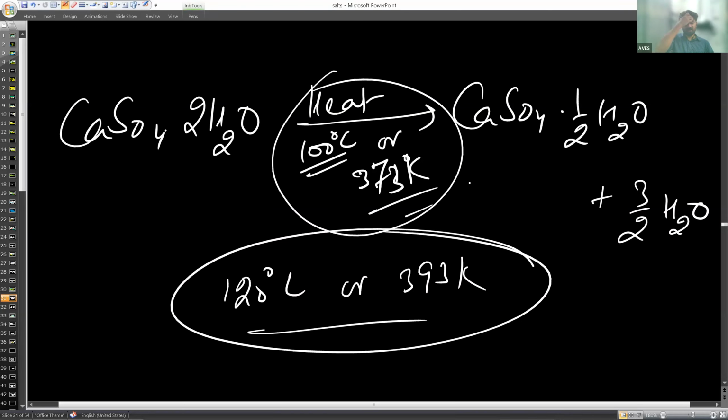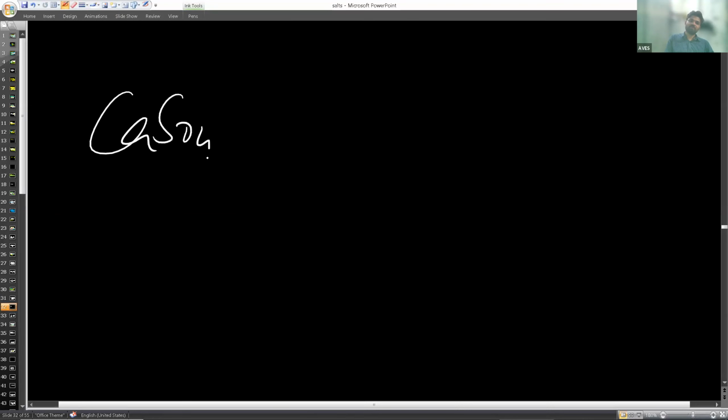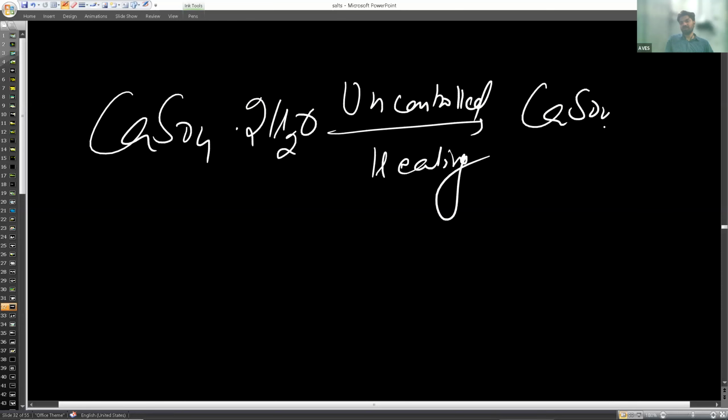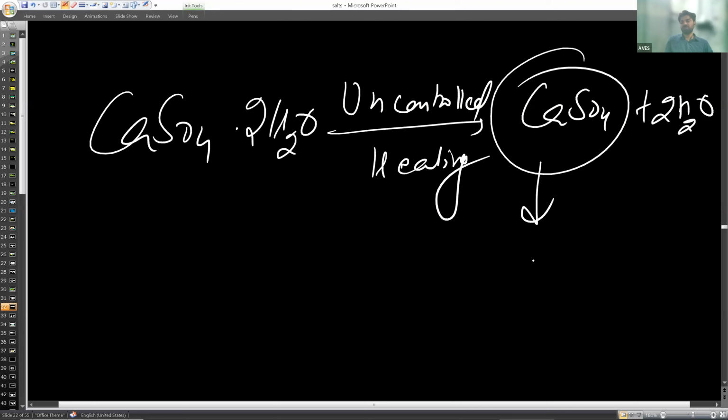And we need to check that the temperature should not rise above this, because if it rises, all the water will get evaporated and it will become only calcium sulfate. If uncontrolled heating is done on CaSO4 dot 2H2O, the whole water of crystallization will get evaporated and no water of crystallization will be there. This calcium sulfate is called anhydrous calcium sulfate.